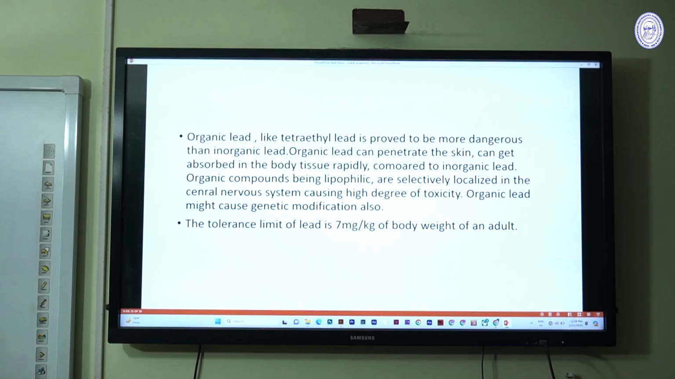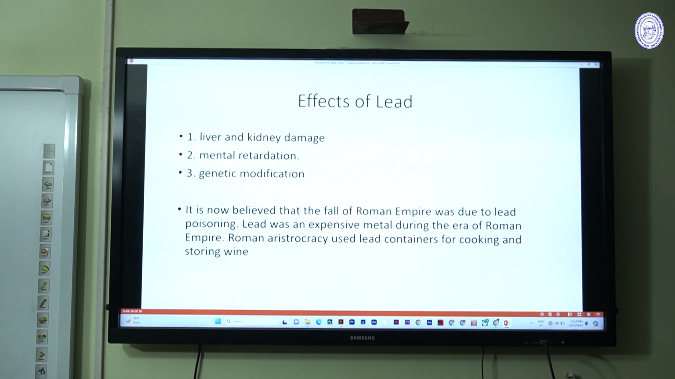Organic lead might cause genetic modification also. You should know the tolerance limit of lead, which is 7 mg per kg of the body weight of an adult. Effects of lead are what? It causes liver and kidney damage. Number 2, mental retardation. Number 3, genetic modification.